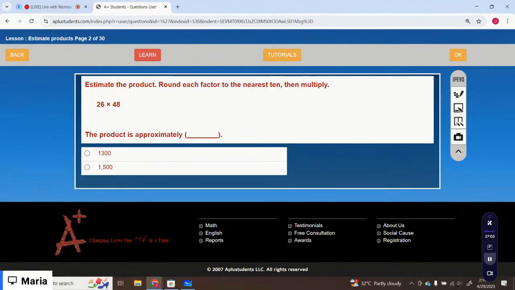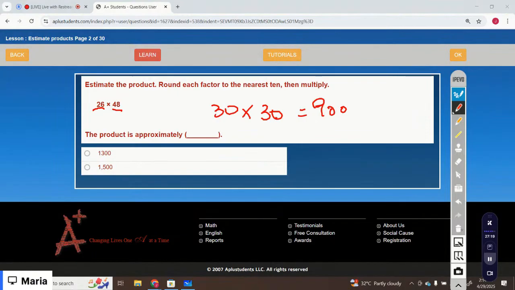Okay, the next one is 26 times 48. So which is the correct option? 26 is rounded to 30 because that is just 4 points away from 30, and 48 is rounded to 50. So the answer is very good. That is option number 2.